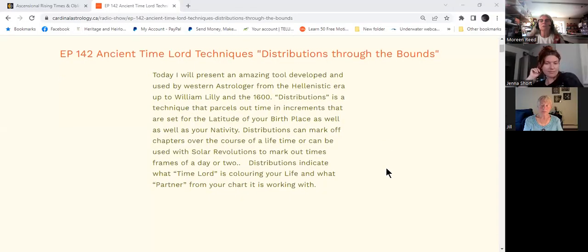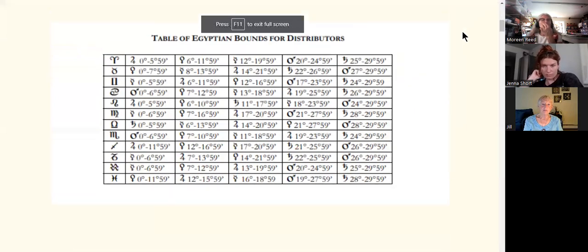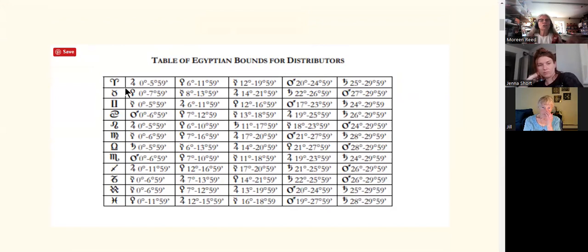Okay, so the first thing that I wanted to give you a visual of are the bounds. I am going to share my screen in hopes that this works. Oh, there they are. Okay, so what I've put up for those who are listening is a table that basically shows for each of the signs a chunk. Now, with the bounds, they only used the five planets. They didn't use the lights. And so we only have Jupiter, Venus, Mercury, Mars, and Saturn. But in each of the signs, they all have a little chunk.